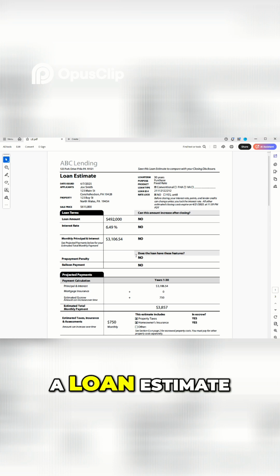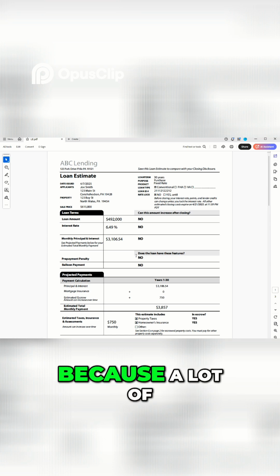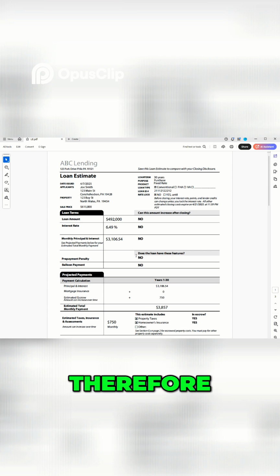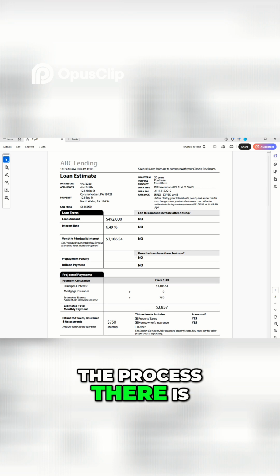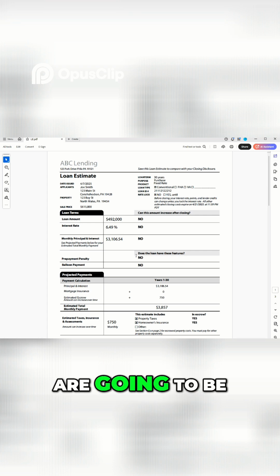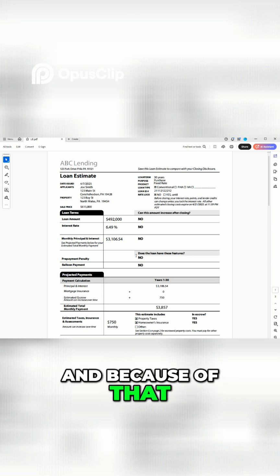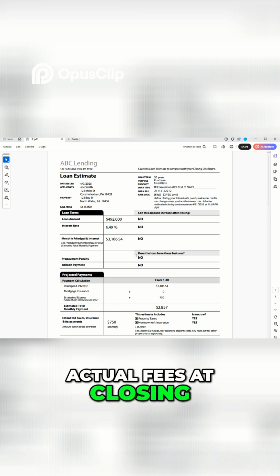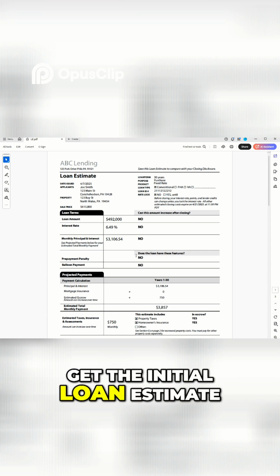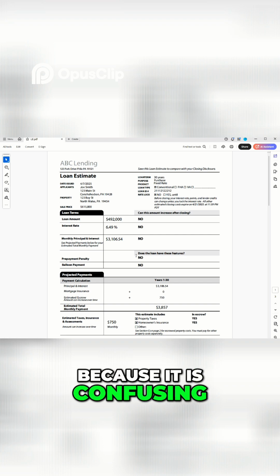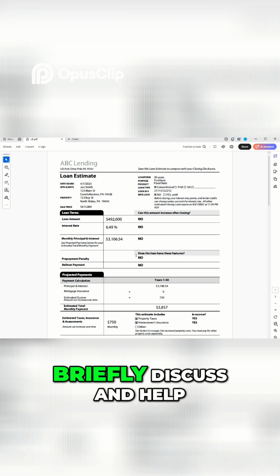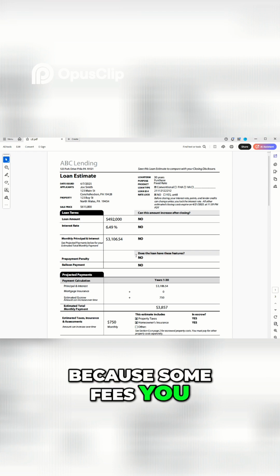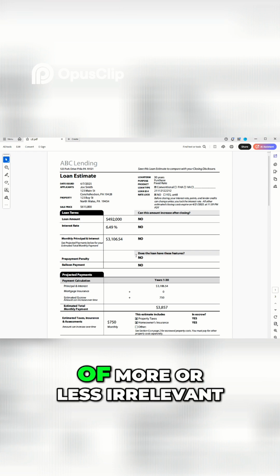However, just like it's called a loan estimate, it is an estimate because a lot of those third parties are being chosen down the road. Therefore, in the beginning of the process, there's no way to know how much those fees are going to be. And because of that, we estimate the fees in the very beginning and then get the actual fees at closing. But when you do get the initial loan estimate, because it is confusing, it has a lot of fees, I just wanted to briefly discuss and help everyone understand how to read the loan estimate because some fees you should be looking at, some fees are kind of more or less irrelevant.